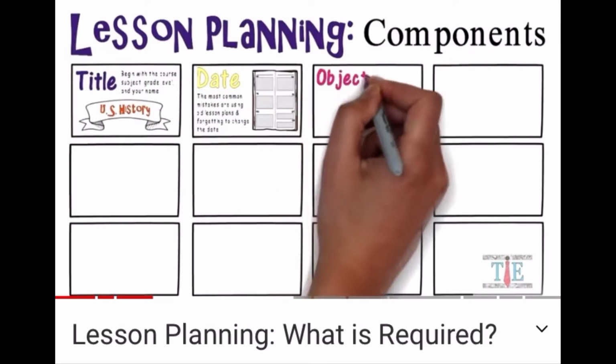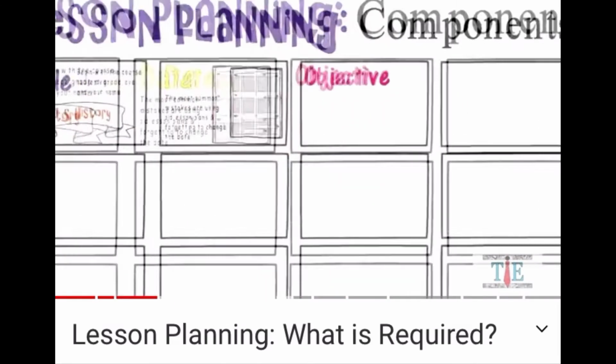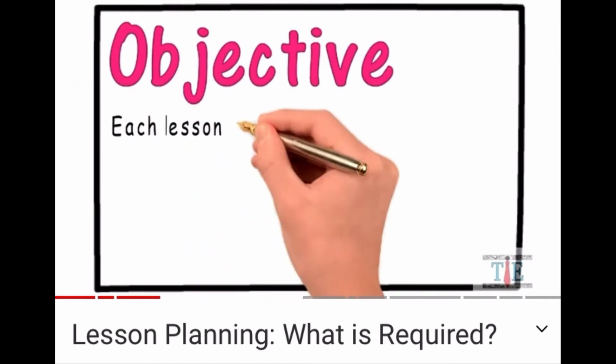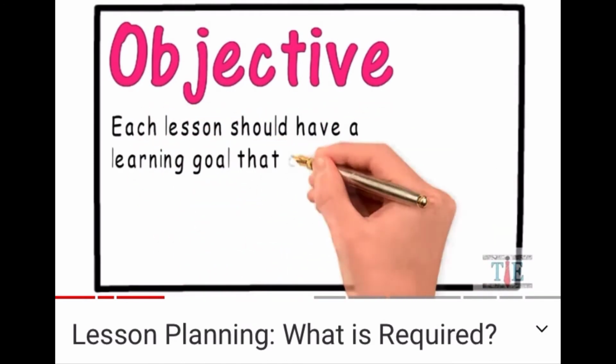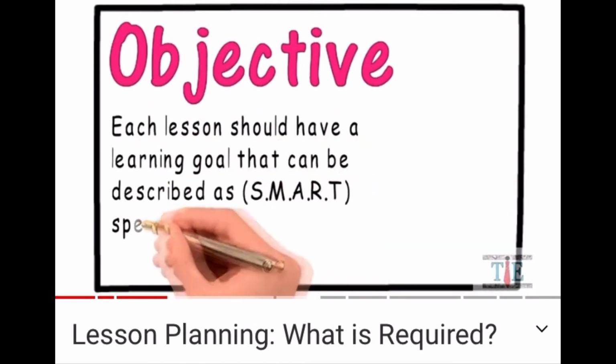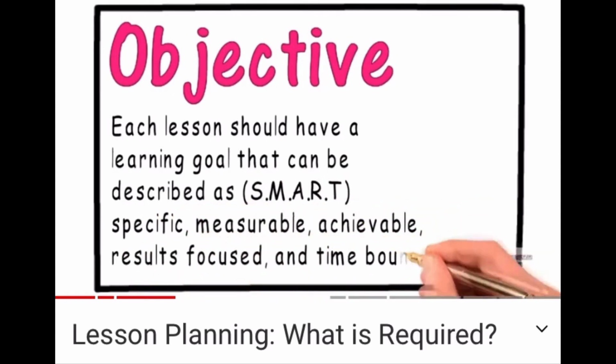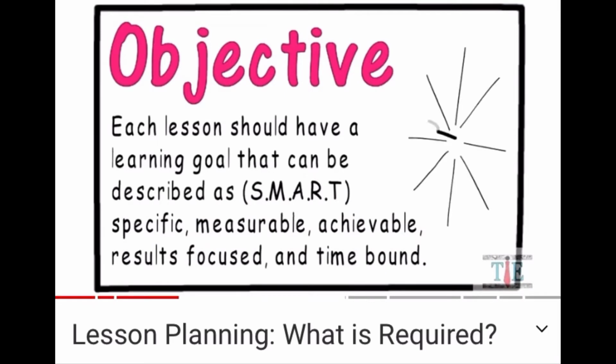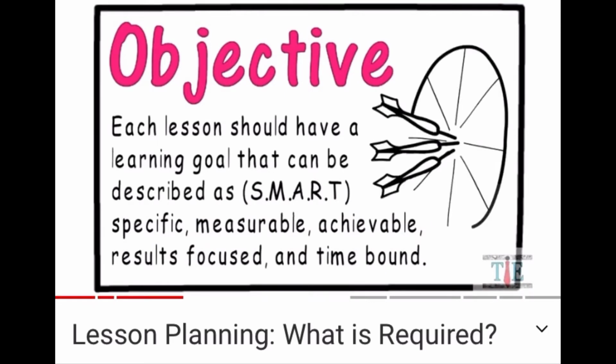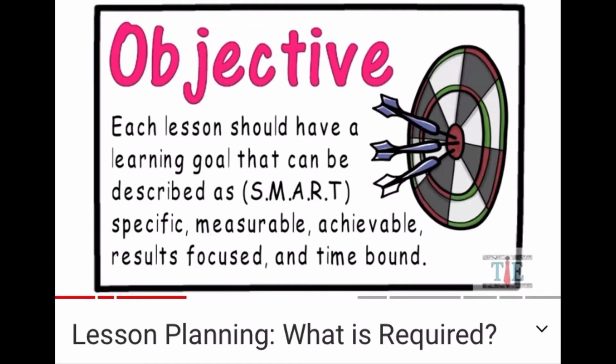The third component is the lesson objective. Each lesson should have a learning goal. The goal should be characterized as SMART, which means it's specific, measurable, achievable, results-focused, and time-bound. These learning goals should be posted somewhere in the class for both students and administrators to view.